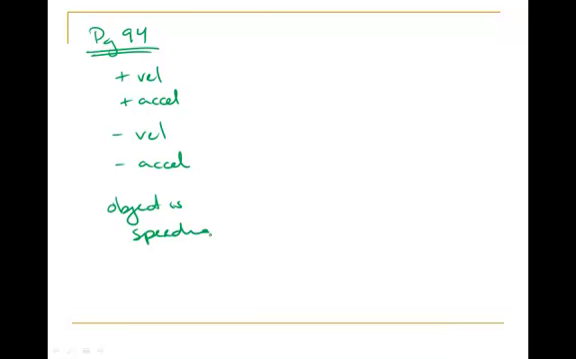Now, let's think about this for a minute. If the velocity is positive, that means I am going in an upward direction. And if the acceleration is also pushing upward, this object is going upward faster. The same thing can happen in a negative direction. If the velocity is negative, the object is going down, and acceleration is negative, meaning it's pulling down or pushing down on the object, it is speeding up.